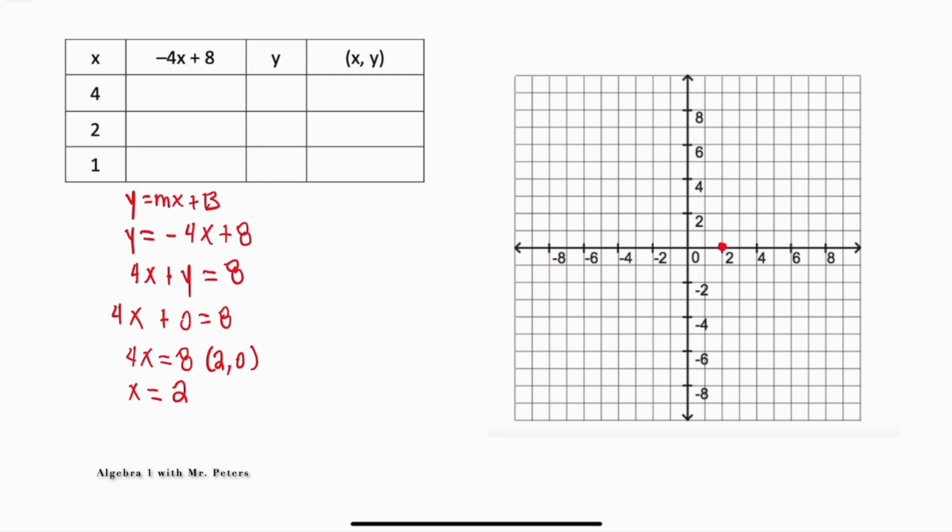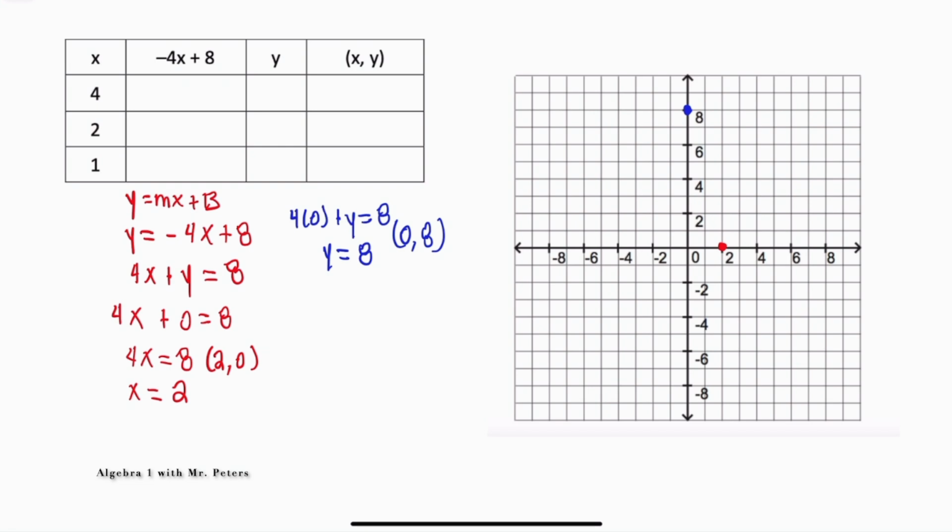And if we go back and do the same thing, but now we solve for y, we make x 0. And what we're left with is y is equal to 8. So we're talking about the ordered pair (0, 8). So if we were graphing by intercepts, we could use these 2 points and just draw a line through both of them.